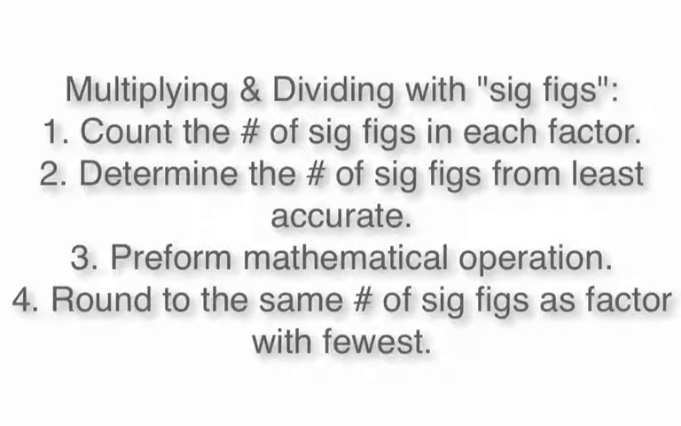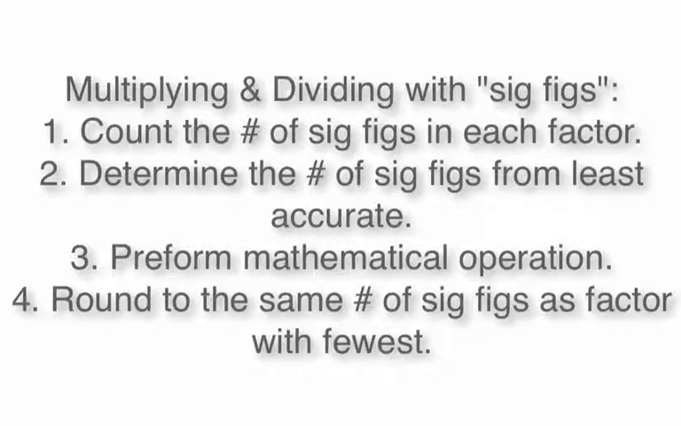So when you're multiplying and dividing with sig figs, the first step is to count the number of sig figs in each factor. Then you'll want to determine the number that has the least number of sig figs. Whichever factor has the smaller number of sig figs is what we'll call your least accurate number. Then you can perform your mathematical operation, whether that's multiplying or dividing. And lastly, you can take the answer that you get from the mathematical operation and round it to the number of sig figs that's the same as the factor with the least number of sig figs.